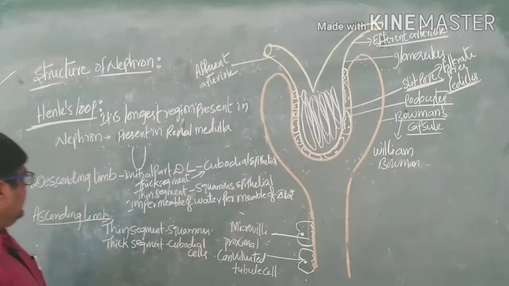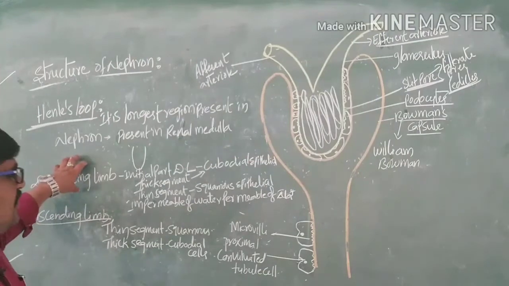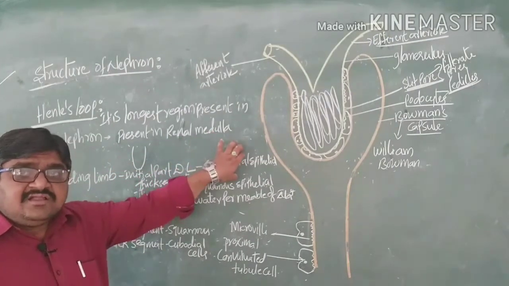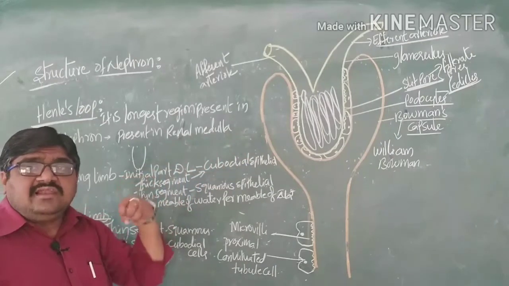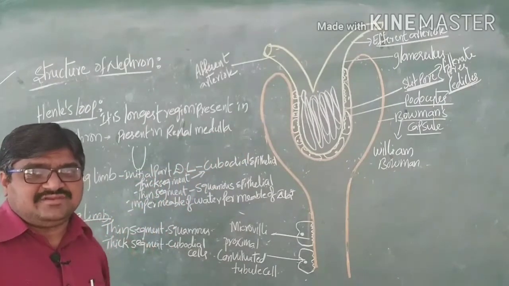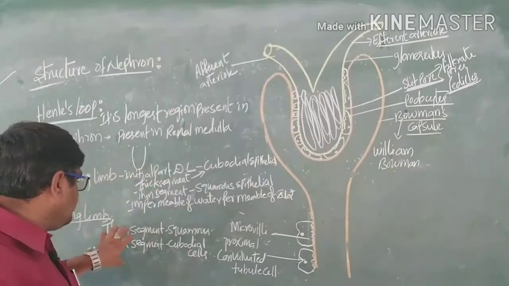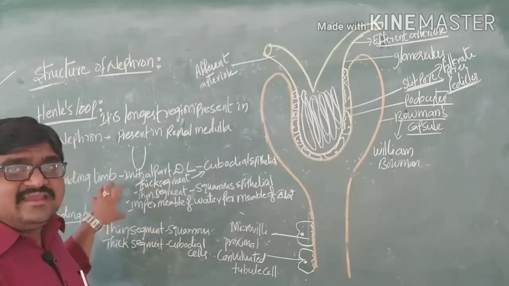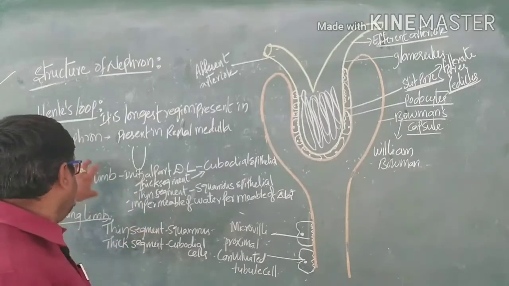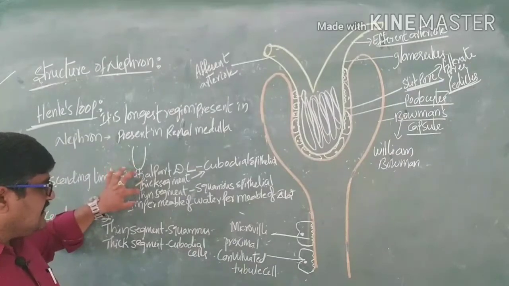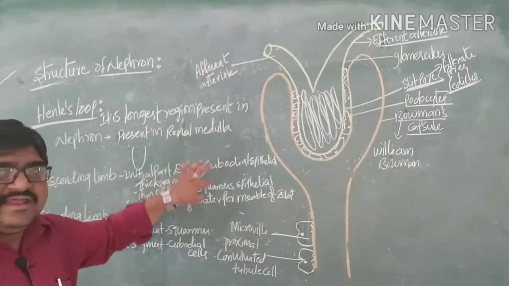In this thick segment made up of cuboidal cells, there is a small amount of microvilli present. So these are opposite: the ascending limb is opposite to the descending limb. In the descending limb, the initial part is a thick segment and next to it is the thin segment, made up of cuboidal and squamous cells.